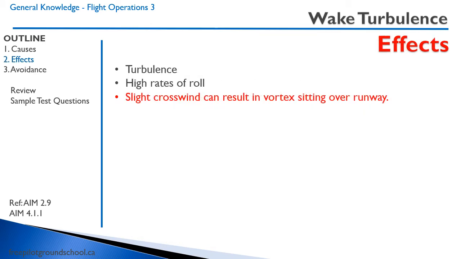The effects of wake turbulence, probably most pronounced, is, well, turbulence. You can have high rates of roll if you get caught in one vortex, and a slight crosswind can result in one vortex sitting over a runway, and not only will you have turbulence, but you will have pronounced rate of roll. Now you might be wondering, well, how strong is wake turbulence really? Well, it is very strong. Several accidents have been caused by aircraft getting caught in wake turbulence and becoming rendered uncontrollable.